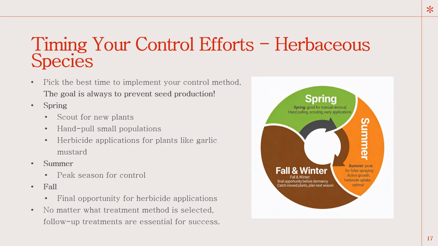Summer, that's going to be the peak season for control, whatever method you're taking. If you're going to do mowing, pulling, chemical, that's when the majority of our non-native species are growing, and that's when most of the work is going to be happening. Fall is that final opportunity for herbicide applications. So maybe you're targeting those rosettes of garlic mustard in the fall time to get that extra year of control, or you're going after Phragmites, or you're just doing a follow-up treatment on an area that you've already treated. Timing is always going to be essential.